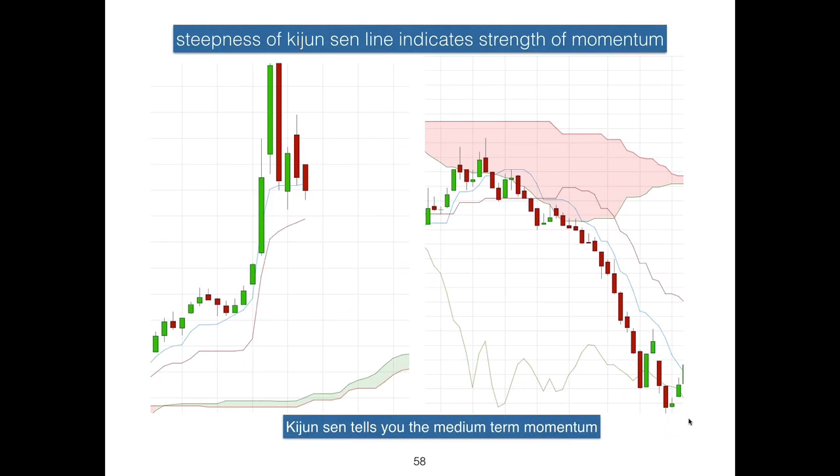The steepness of the Kijun-sen line indicates the strength of the momentum, just like the Tenkan-sen. A steep Kijun-sen line shows strong upward momentum. A Kijun-sen line that is sideways tells you that the momentum is weakening. So that goes for an uptrend and also for a downtrend. So again, the signal that price is about to consolidate is a flattening out of the Kijun-sen or the Tenkan-sen line.